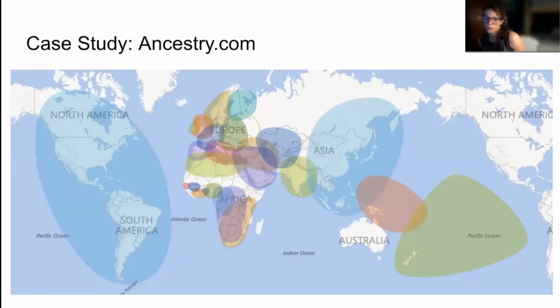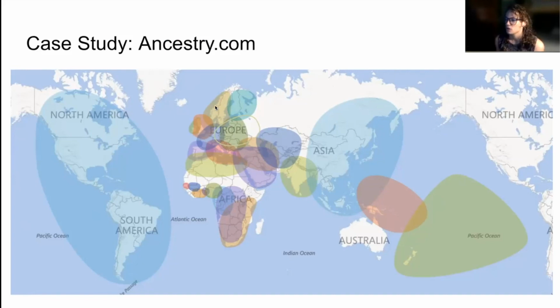However, we also have some data bias issues that have already been causing problems. For example, Ancestry.com is a company where you can send in your genome and they'll tell you where your ancestors come from. These are the regions of the world that you can get results from. If you are of East African descent, West African descent, or European descent, you're going to get some really detailed results from Ancestry.com.